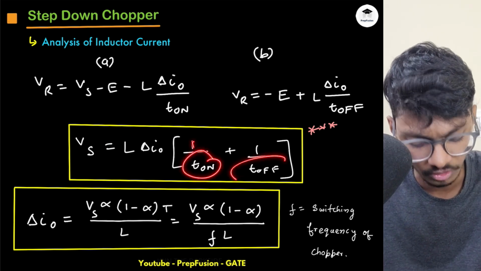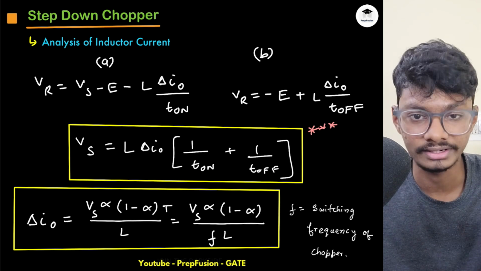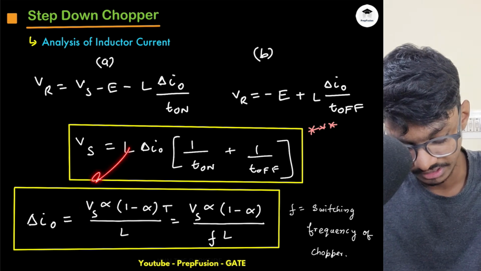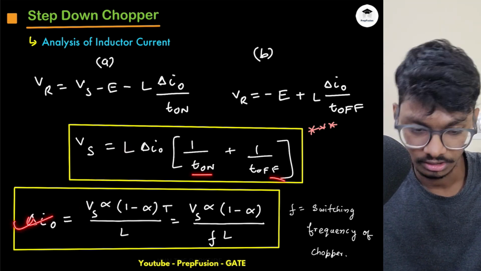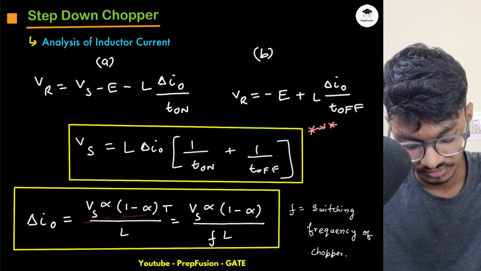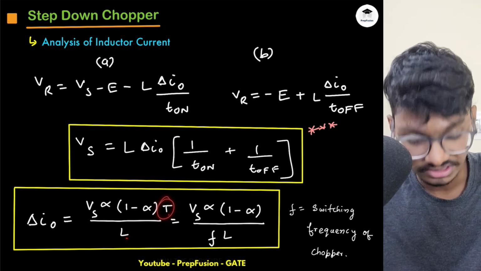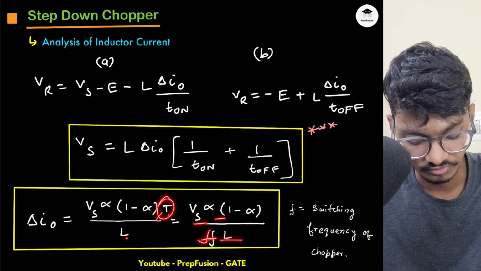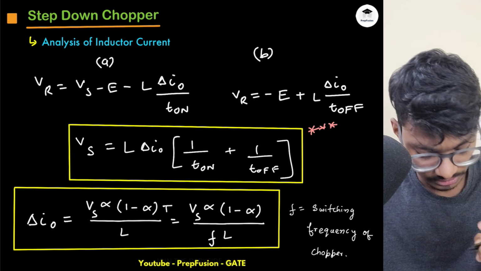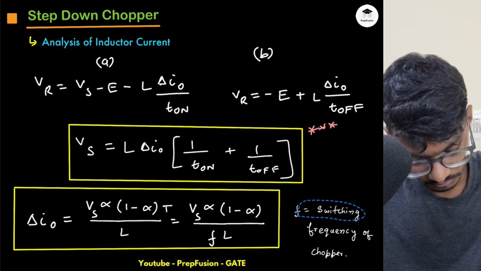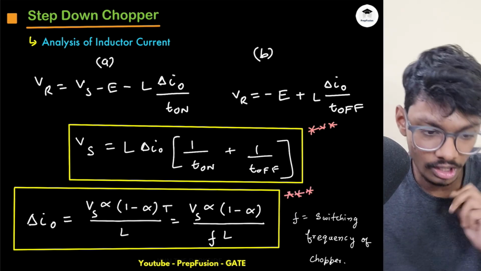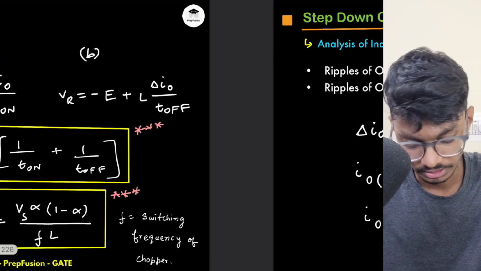Now if you put the expressions of T on and T off in terms of the switching period, or in terms of the switching frequency, then what will you get? This will be Vs, I can put the L here, and T on and all those things. After reframing the equation, you will get Vs alpha (1 minus alpha) into T by L, or I can write T as 1 by the switching frequency as well. So this will become Vs alpha (1 minus alpha) by F L. This is a very important formula. You can remember this, or I will tell you a shortcut how to remember it. Don't worry.